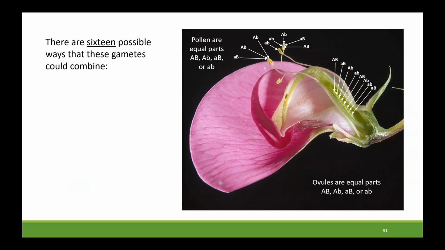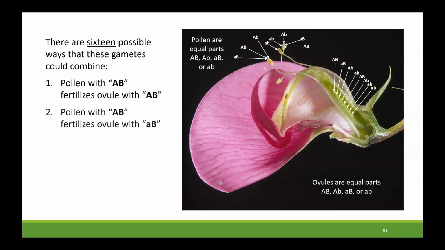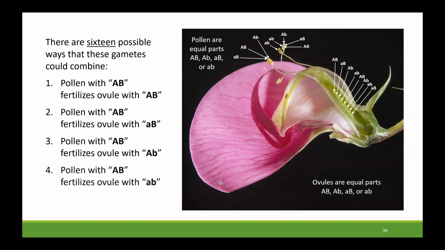Now, I'm not going to make you suffer through an exhaustive look at all 16 of them, but just to give you a sense of the complexity that we're dealing with, a pollen containing both dominant alleles could fertilize an ovule containing both dominant alleles. A pollen with both dominant alleles could fertilize an ovule with the recessive wrinkled alongside the dominant yellow. And then a pollen with both dominant alleles could fertilize an ovule with the dominant smooth allele and then the recessive green allele. And then pollen with both dominant alleles could fertilize an ovule with both recessive alleles, and so on and so on. Ultimately, there's 16 different possibilities.